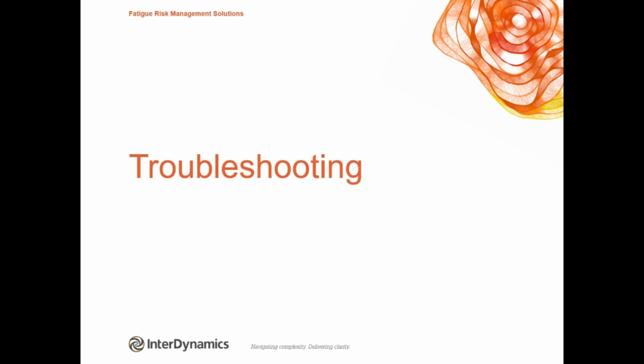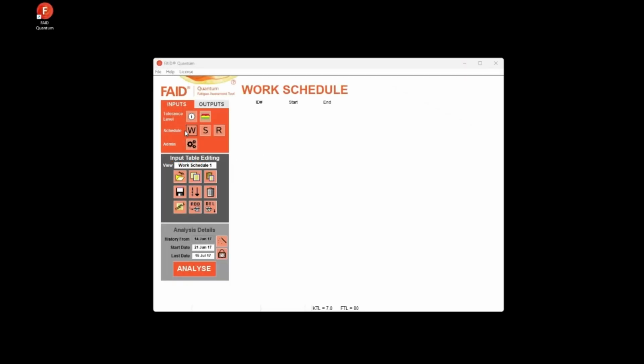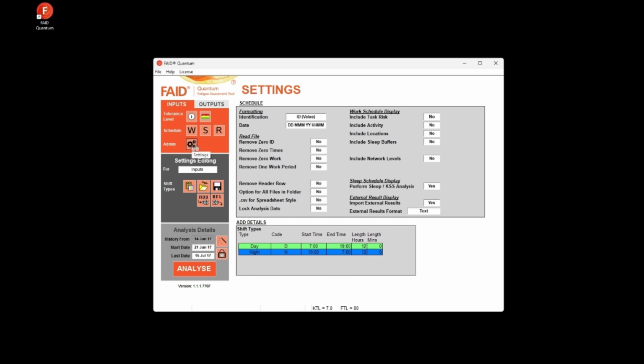Troubleshooting. If you receive an error message when reading in a file or pasting from Clipboard, it may be that your settings don't match the data you are trying to import. Go to Settings, Inputs, and check all settings match data being imported.